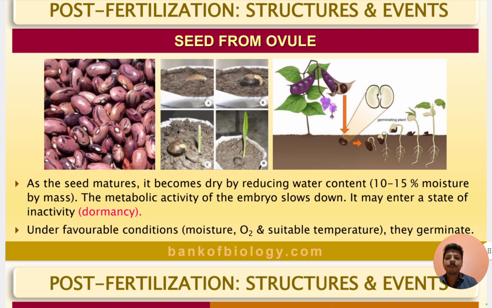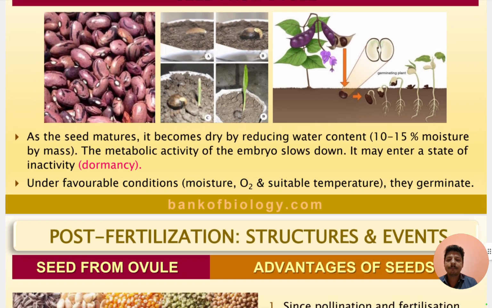Let's go further. As the seed matures, it becomes dry, reducing water content to 10 to 15% moisture by mass. The metabolic activity of the embryo slows down, and it may enter a stage called dormancy or inactivity. Under favorable conditions, that is moisture, oxygen and suitable temperature, they germinate. Until then, they remain in the dormancy period.